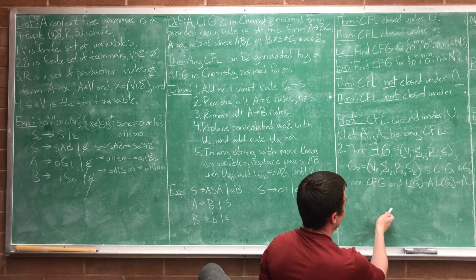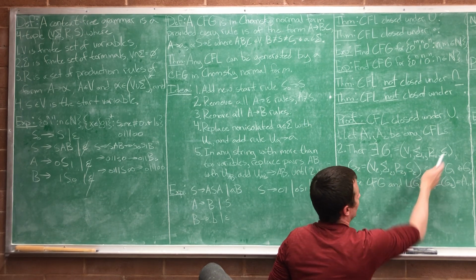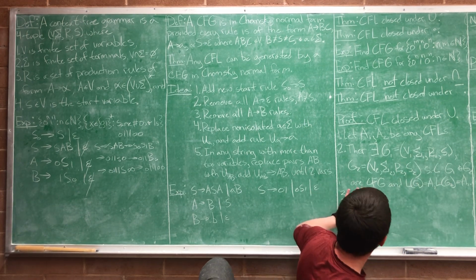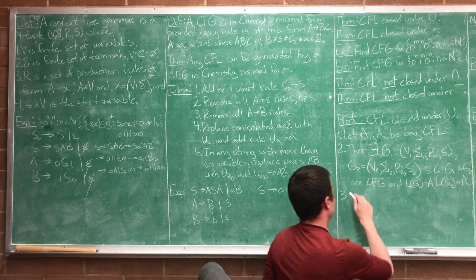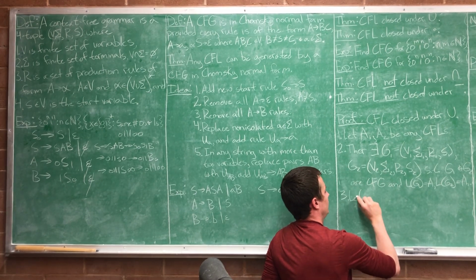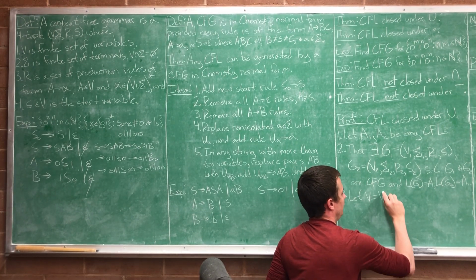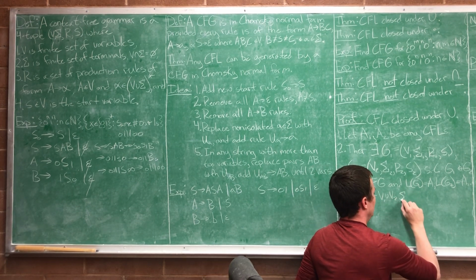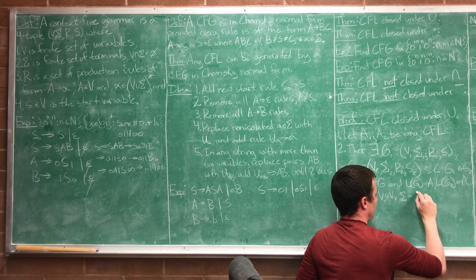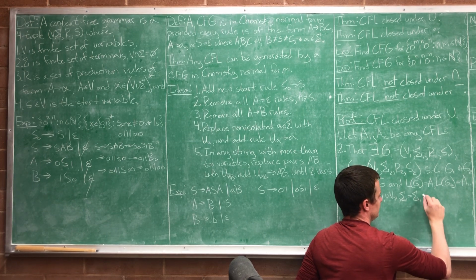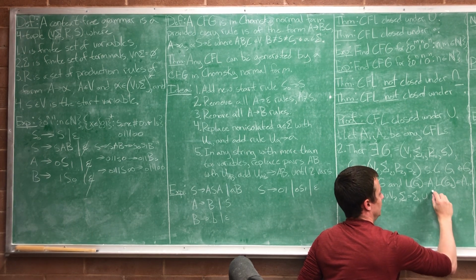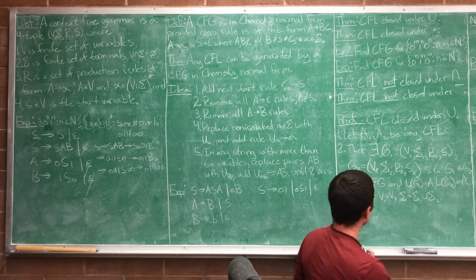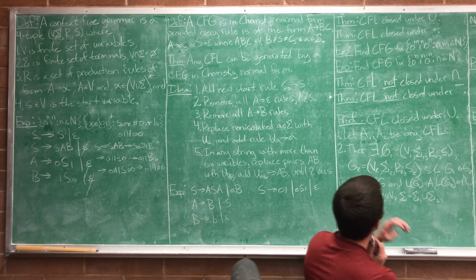So we've got to create that grammar. I've got to find my V, my sigma, my R, and my S such that that tuple generates that language. So then we're going to name each of those things. We'll let V be V1 union V2, sigma equal the union of sigma 1 and sigma 2, comma.